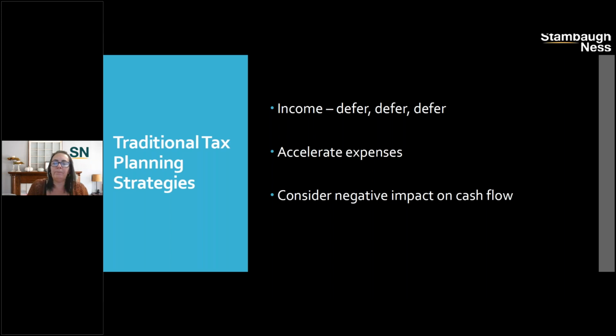So, deferring income, accelerating those expenses. But when we do that, we're holding off on billing or collecting cash in the door, and then we're paying out as many expenses as we can. You really need to consider that negative impact on cash flow. So we often find you can only do so much because you just don't want to drain your cash down to nothing or even worse.